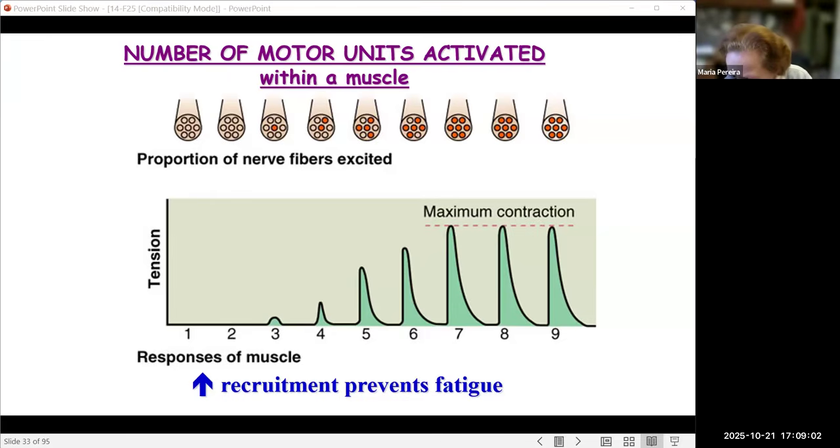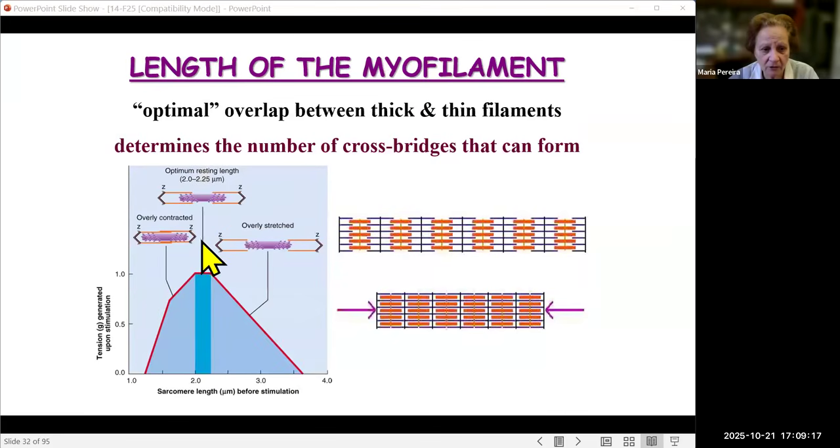Okay, so the question is: if the overlap is very little, or if the overlap is overly stretched, then the contractions are going to be weak. Yes. So there's an optimal level of overlap for the tension to develop. Right. The Henneman size principle. Correct.